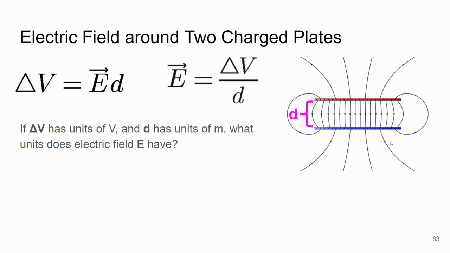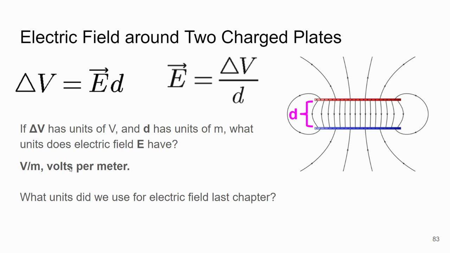So if we're looking at the second equation, delta V is equal to E times D. Solve that for E, electric field, and you get electric field is equal to delta V over D. So delta V will be in volts. D is a distance. It'll be in meters. So what units will you have for electric field? Well, it's going to be volts over meters because you have volts in the numerator, meters in the denominator. So volts per meter are our units for electric field.